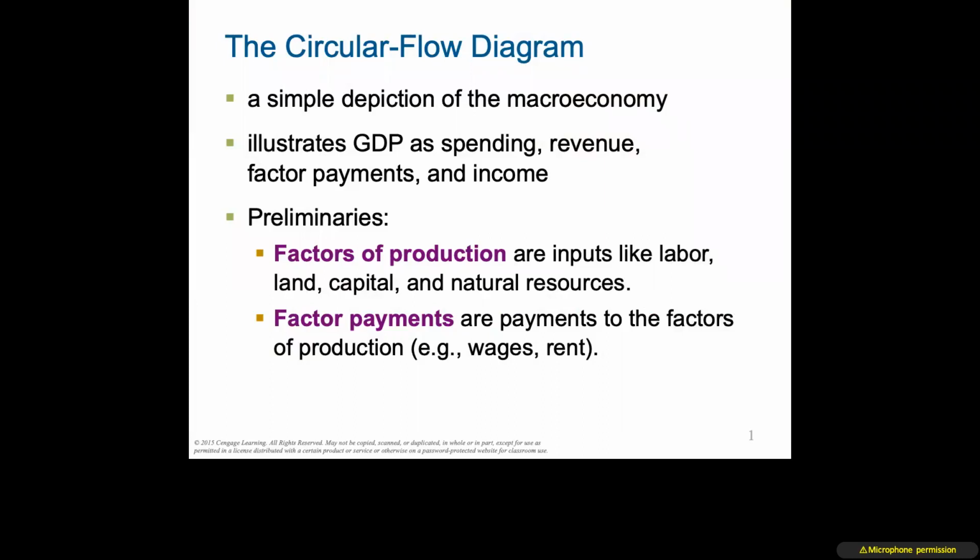Preliminarily, we had two things. What did we have? We had the factors of production, which are inputs like labor. There are things like what else? There are things like land, capital, natural resources. Labor, whose labor? Labor is us. And then there's factors of payments. What are payments? Well, we get paid in wages. We get paid in rent. Those are things that get paid. Payments, they get paid for our production.